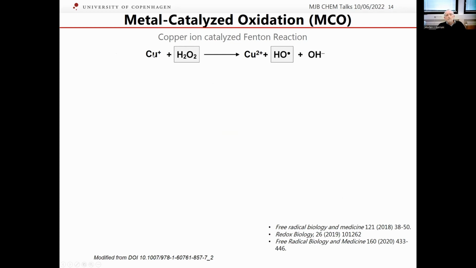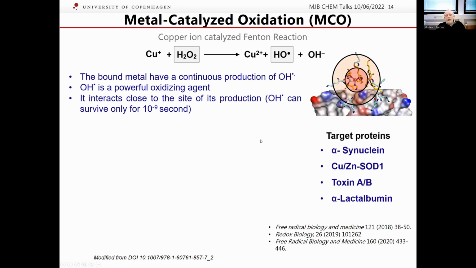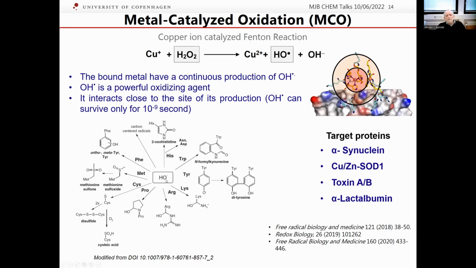The reaction with reduced copper and hydrogen peroxide is that you can form this hydroxyl radical in a kind of copper-catalyzed Fenton reaction. And this hydroxyl radical is extremely reactive, and it survives very shortly in a biological system, less than a nanosecond. So it's always oxidizing very close to the production site. It can react with all types of amino acids, and so we were looking for some of these oxidation products, dityrosines, 2-oxohistidines, and so on.